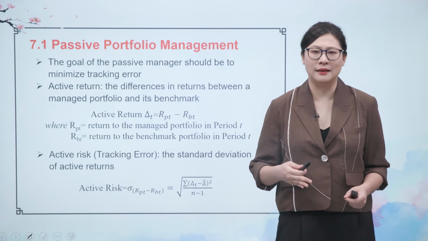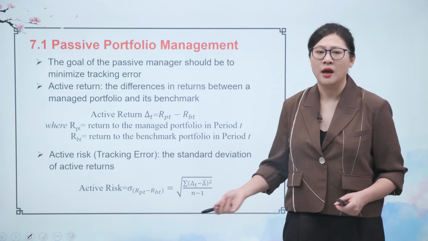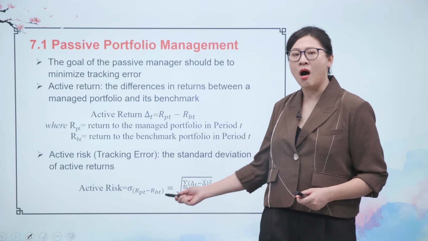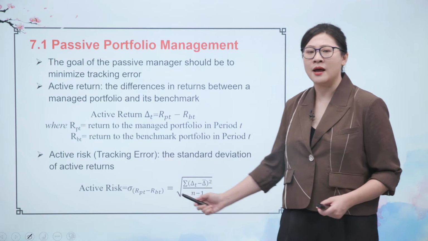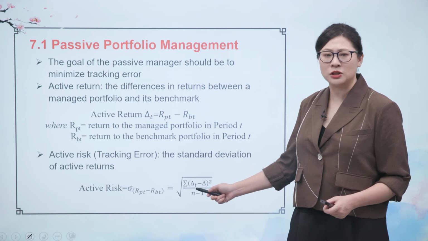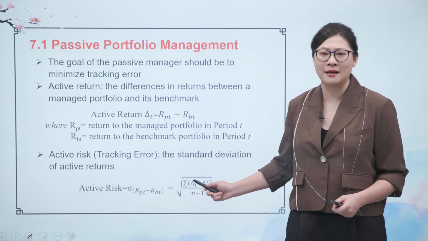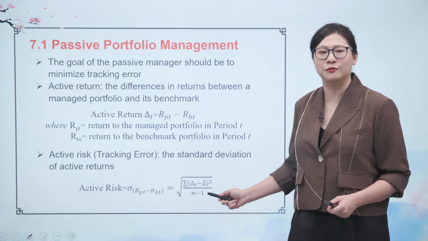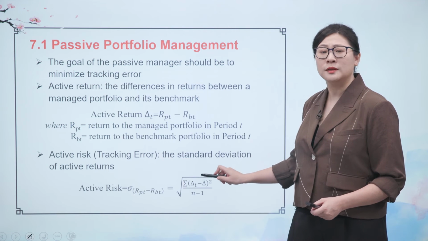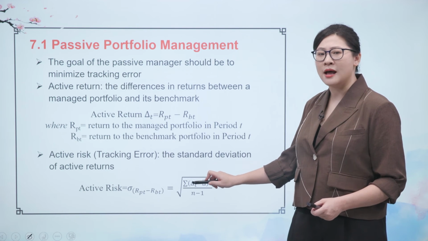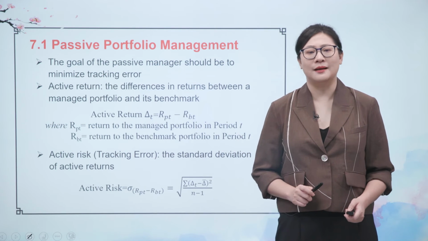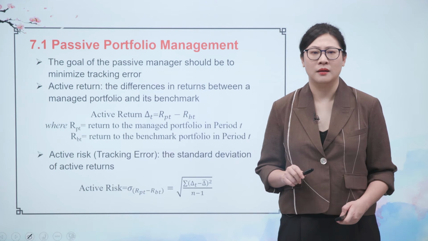So how can we calculate this tracking error, this active risk? It should equal the standard deviation. So here we use the standard deviation of this active return. And if you calculate by yourself, it is based on delta T, which is your active return at time T, minus the average of active return. And then you square them and sum them together, divide by n minus 1, and take the square root. So that's the active risk equation.